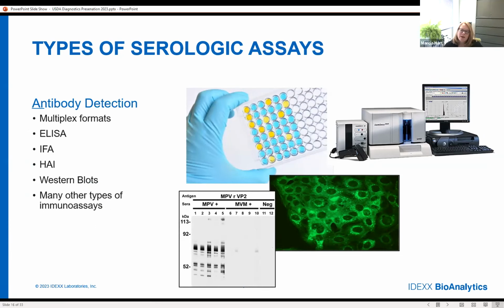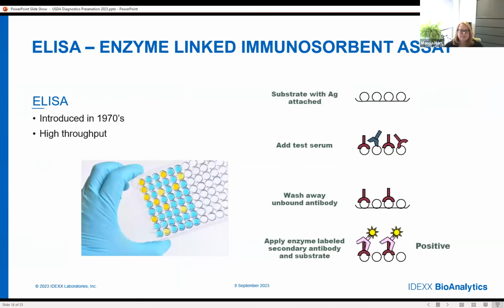So there are multiplex formats, which is kind of a new thing and is especially important in our rodents. There are ELISA formats, which are typically popular in our larger species. There are IFAs, HAIs, Western blots, and many other types of immunoassays. I'm only going to touch on these few because they're the most commonly used. So let's start at the beginning.